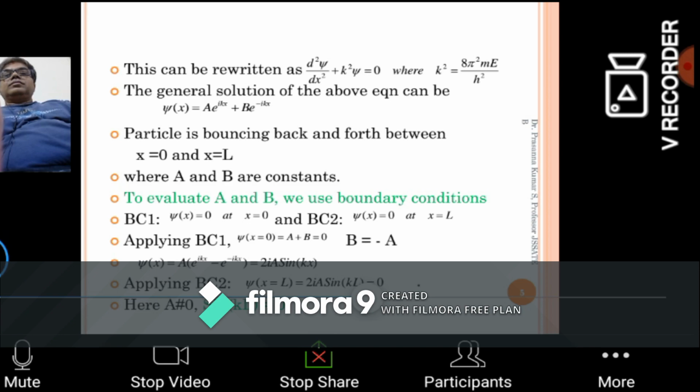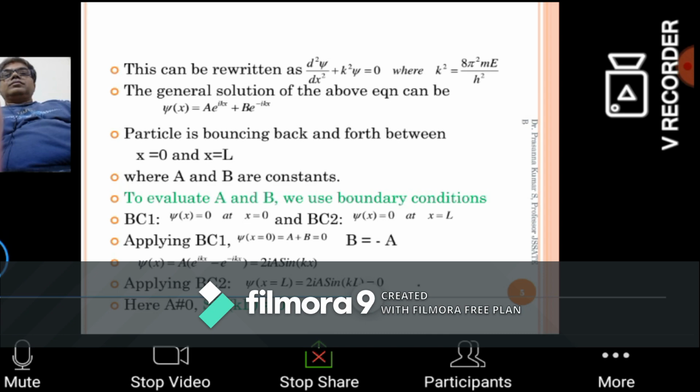Now we apply the second boundary condition. When you apply the second boundary condition, that is psi equal to 0 at x equal to L, I can rewrite this expression as psi equal to 0, that's equal to 2ia sin kL. And now can I have a equal to 0, isn't it? If a is 0, b is minus of that, so b is also 0, and the general solution of psi won't exist. Therefore, a cannot be 0, only sin kL is 0, so that it balances the mathematical equation.